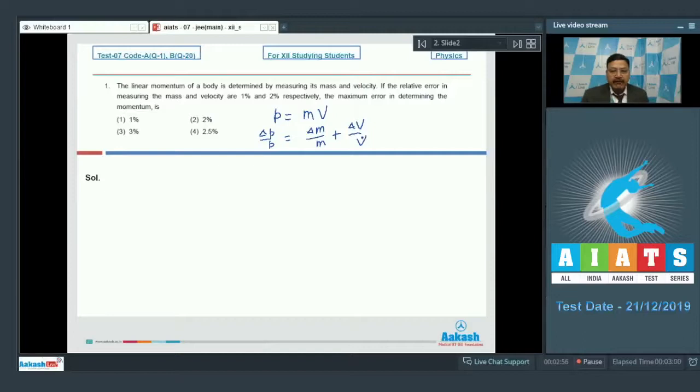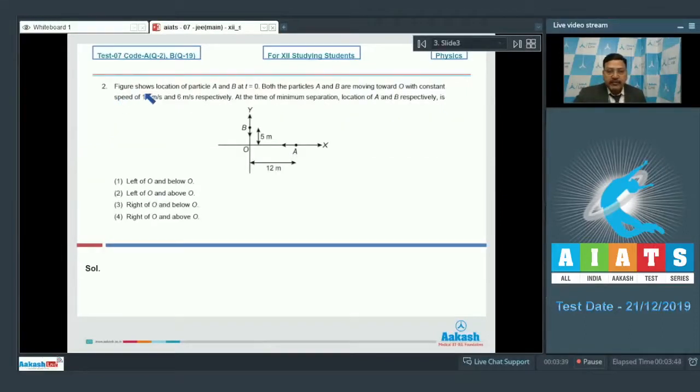Now we already have the values of delta M by M and delta V by V, the errors in mass and velocity, which are 1% plus 2%, and that means the relative error in momentum, the maximum value, is 3%, which means option 3 is correct for question 1. Let's go to the next question now.